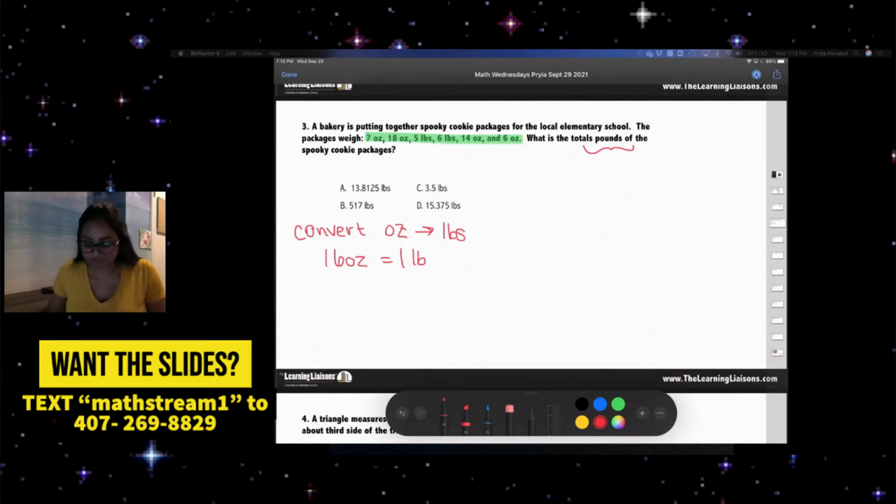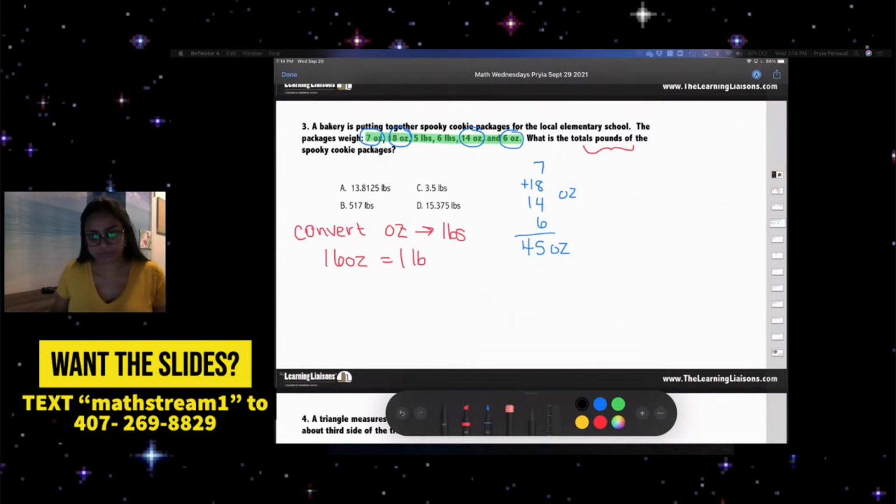So let's add all of our ounces together to do one conversion. So we're going to add 7 ounces, 18 ounces, 14 ounces, and 6 ounces. So get those handy dandy calculators out and let's do the math together. 7 plus 18 plus 14 plus 6. All right, we have 45 ounces. Remember, it's not pounds. All of these are in ounces. So these are 45 ounces, but that's not what we need.